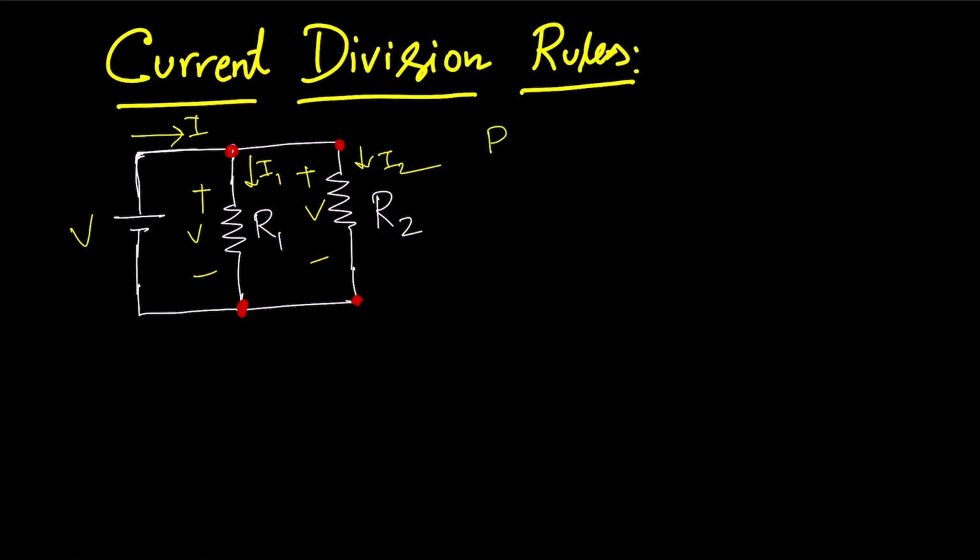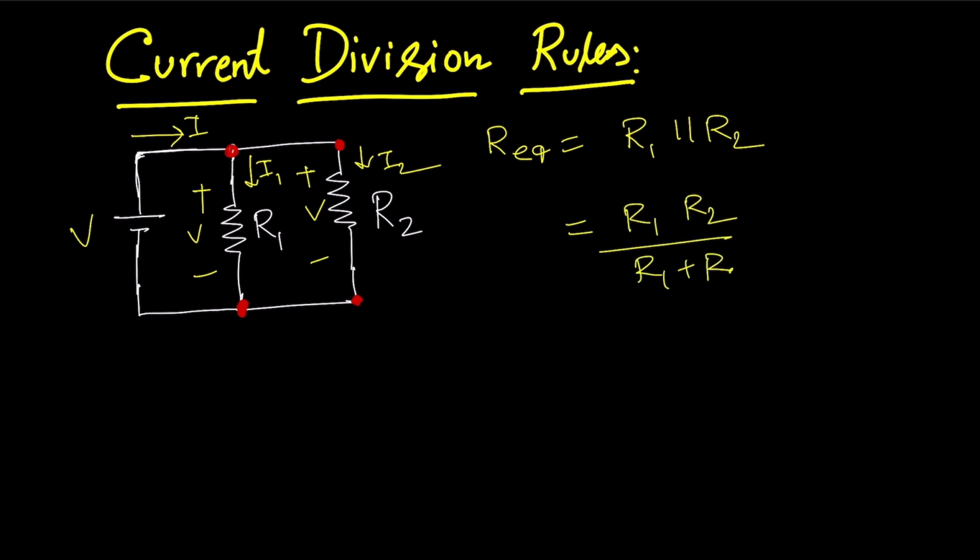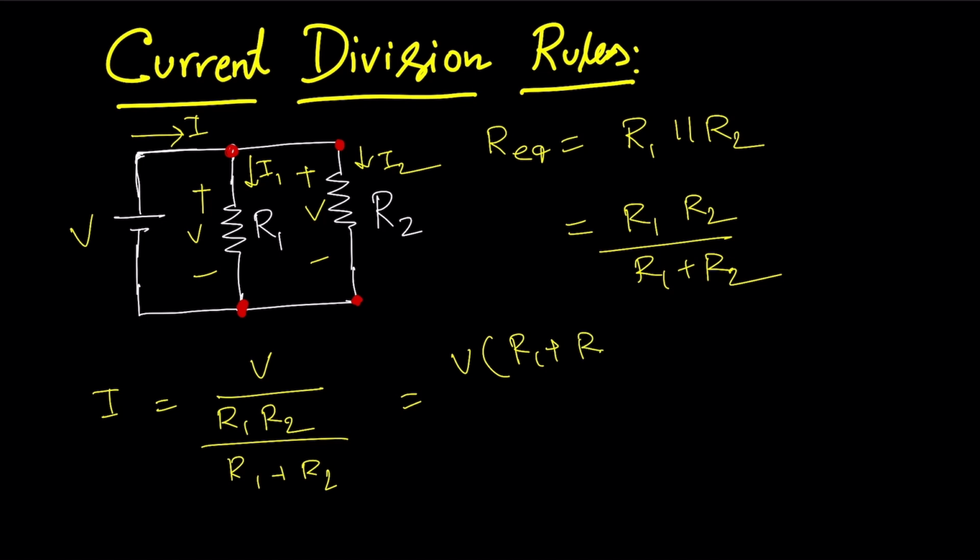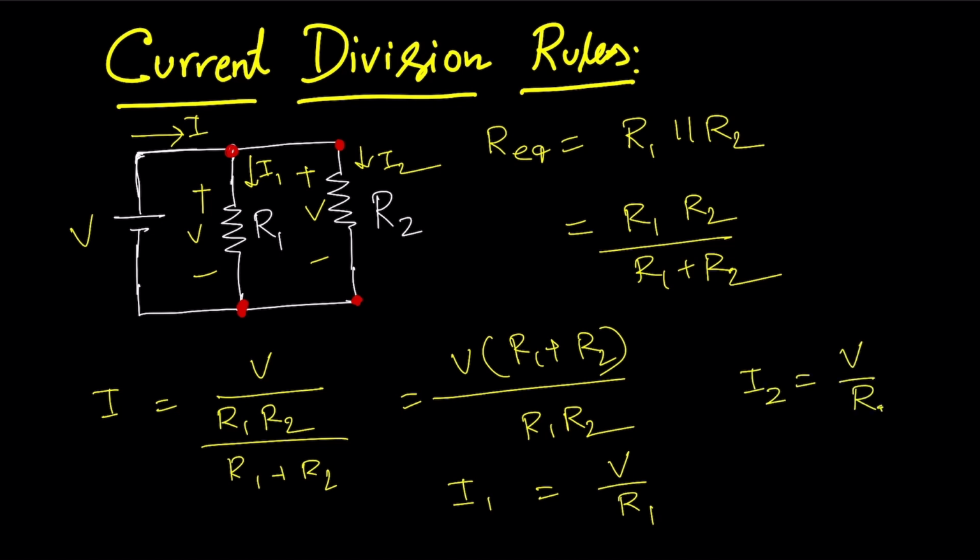So first we need to calculate equivalent resistance R equivalent, okay? That one you can see here, R1 and R2 is in parallel, right? So R1 parallel R2. We can write down R1 R2 divided by R1 plus R2, right? That means the total current I will be V divided by R1 R2 by R1 plus R2. That means equal to V R1 plus R2 divided by R1 R2. Now we need to know the value of I1 and I2. Okay, so we can write down I1 will be V divided by R1. Okay, and I2 will be V divided by R2.